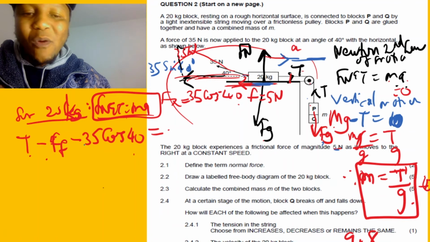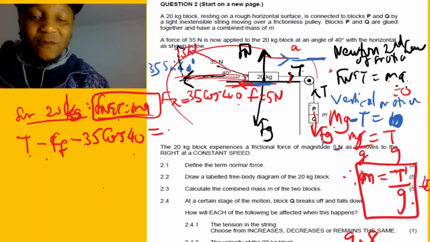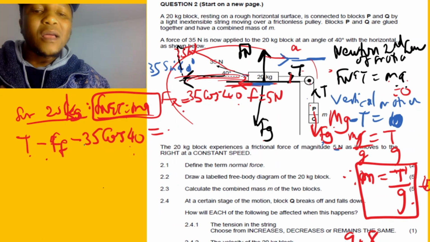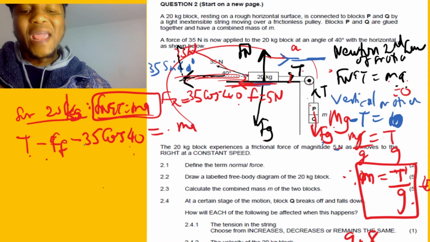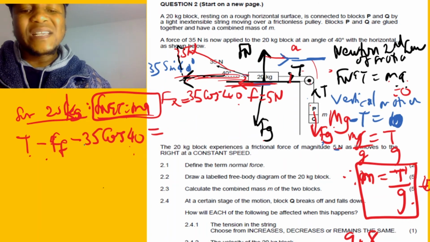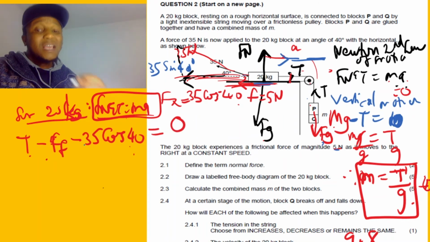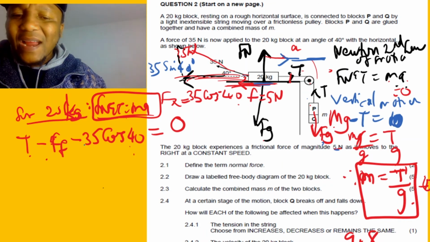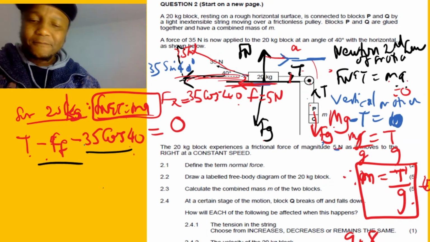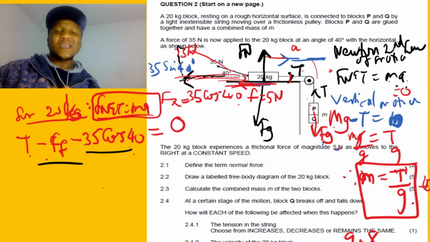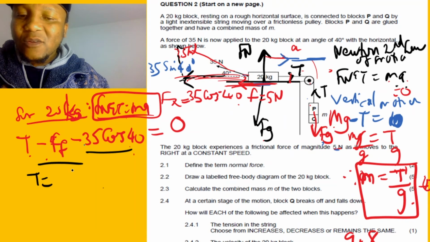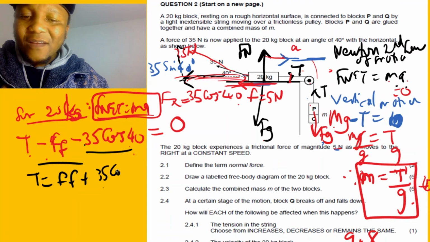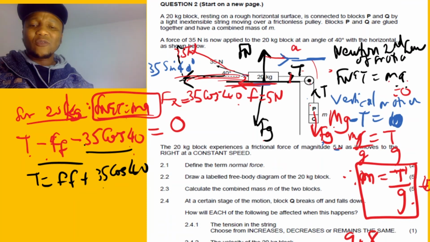So we take our force T, minus the opposing friction force and 35 cos theta, equals mass times acceleration. But our acceleration equals 0 because this object moves with a constant velocity. So m times a means whatever you have times 0 equals 0. We want to get T, so take all this to the right. When it goes over, T equals the friction force, positive, plus 35 cos 40. We know the values, so plug them in.